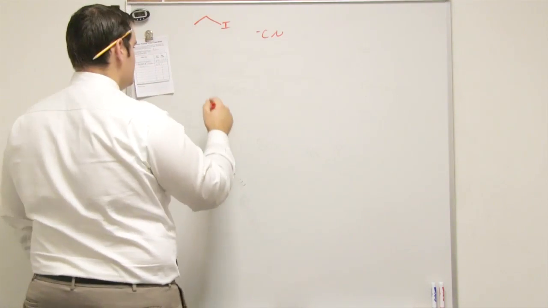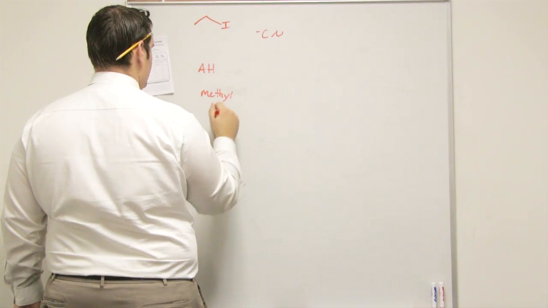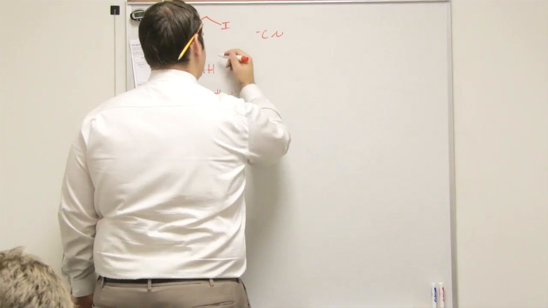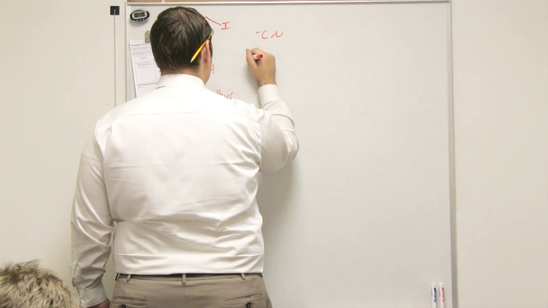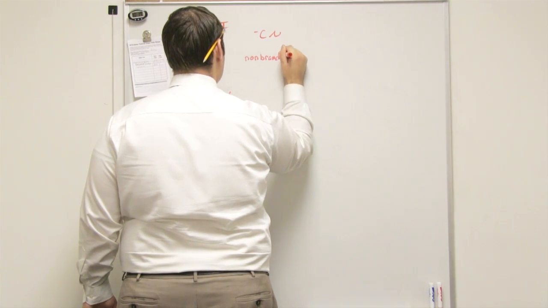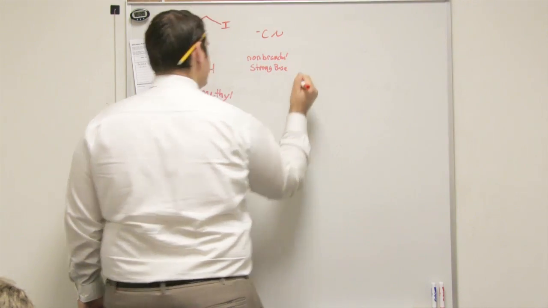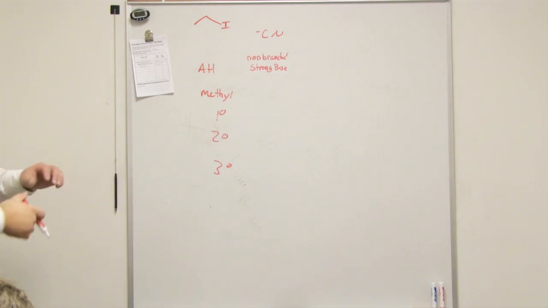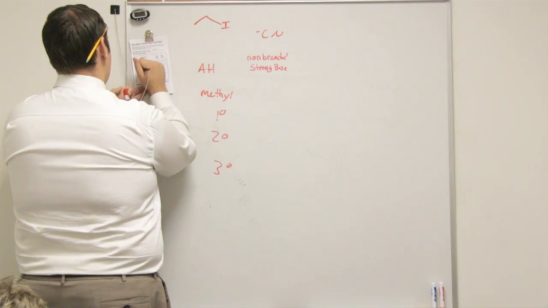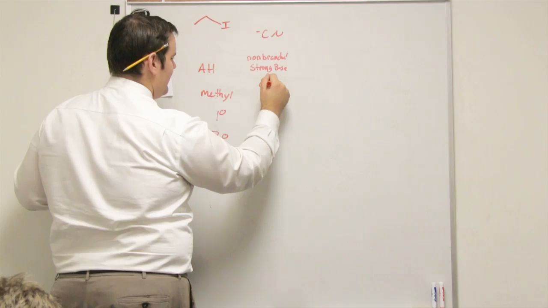We usually do this chart. If this is our alkyl halide, we have methyl, primary, secondary, and tertiary. React it with a non-branched strong base. So this is all the principles you learn in chapter 8. That's an example of your ethoxide.